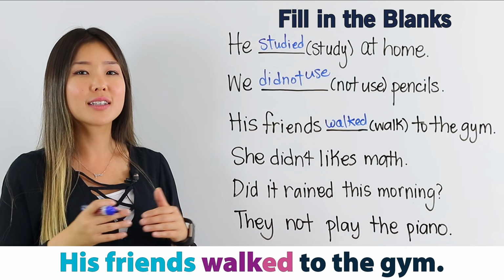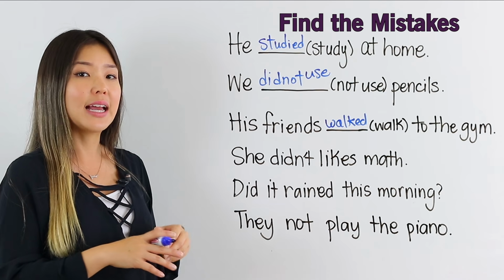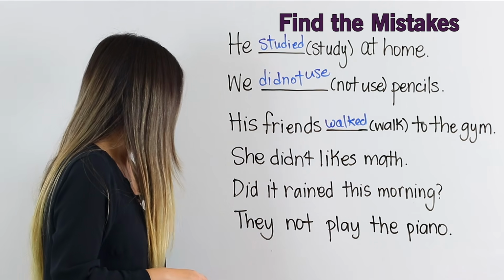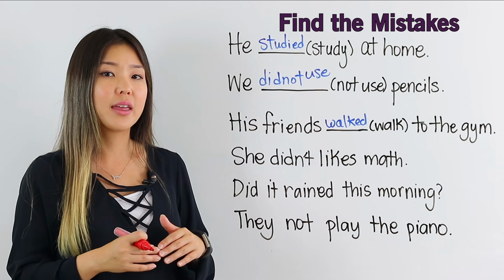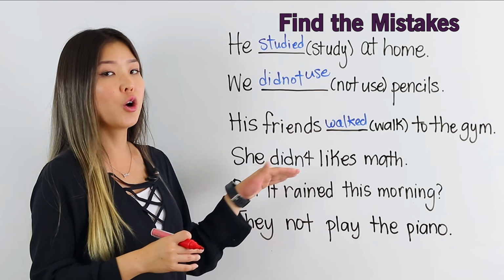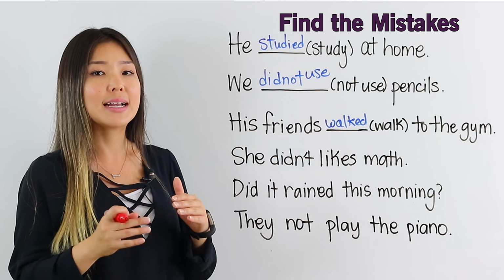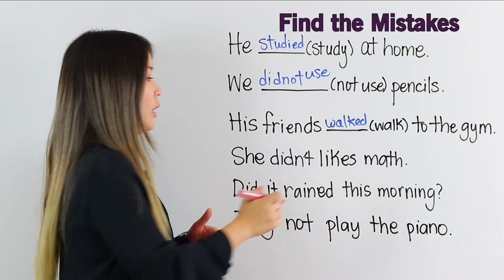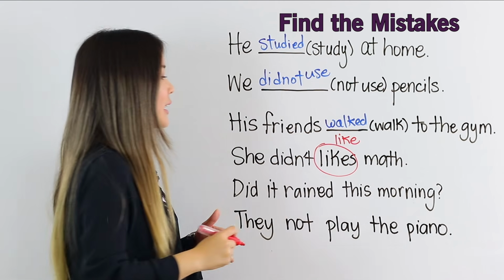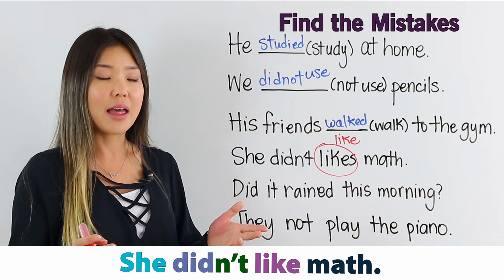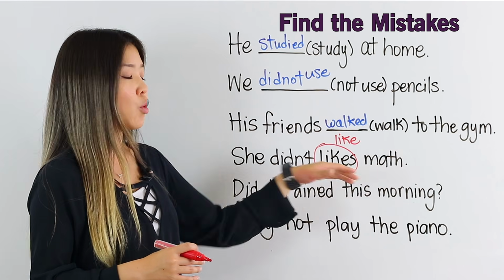His friends walked to the gym. Now, find the mistake in the next sentence. She didn't likes math. Didn't is correct. However, remember, we keep the verb as is in the base form. So, we don't say likes, we say like. She didn't like math. The next sentence says, did it rain this morning?